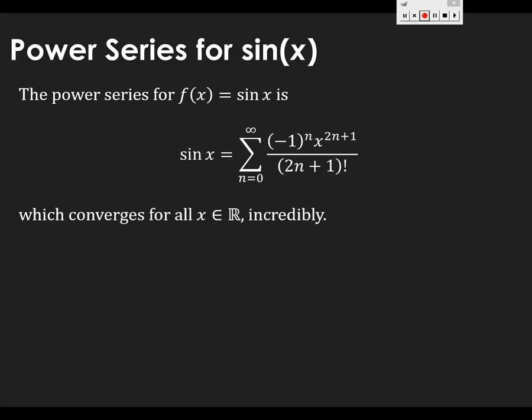we haven't recently talked about where these things converge. When we were doing geometric, we did. But right now, we haven't really talked about when these Taylor series converge. Sometimes it's on a short interval, but incredibly for one like this, it does converge for all real numbers. Wow.